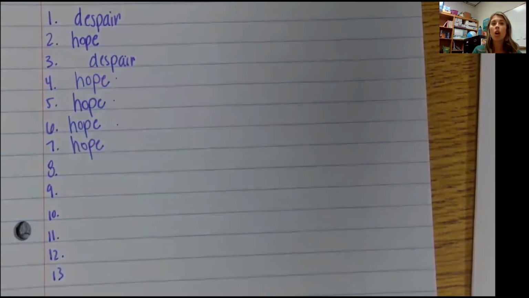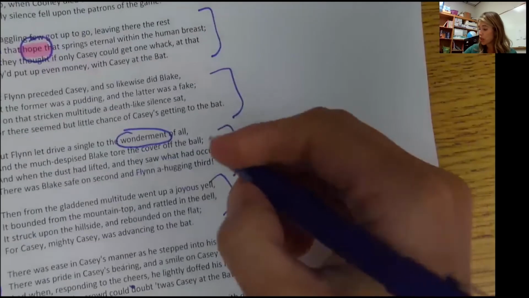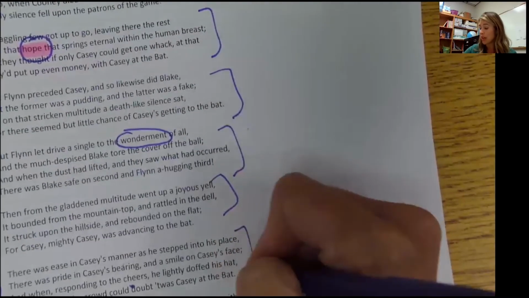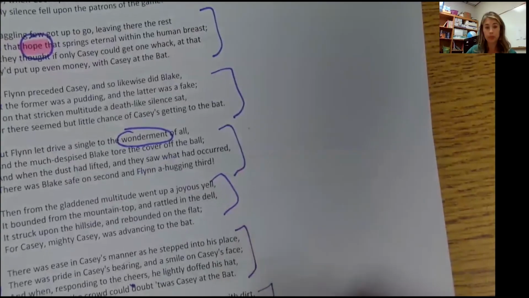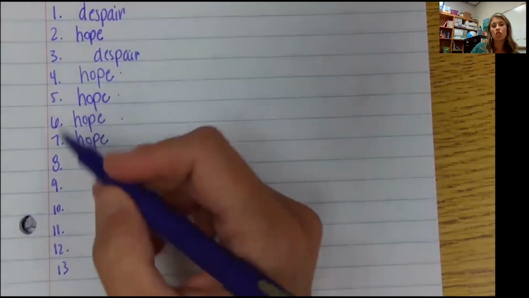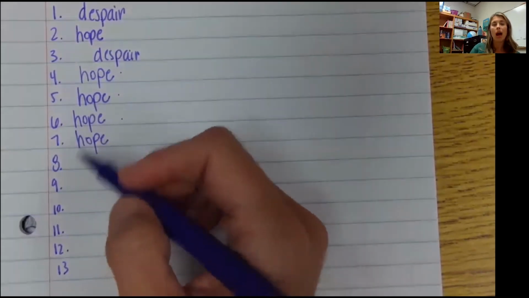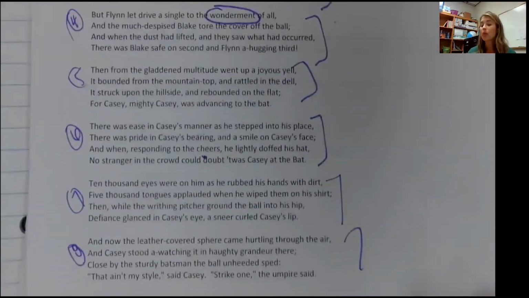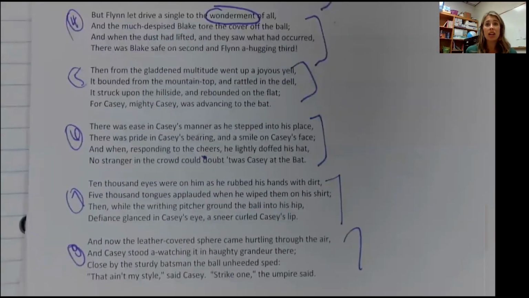Okay, now we know this is the place in our story where Casey makes a decision that changes everything. He lets the first pitch go without even trying to hit it. So, if I'm a fan, let's think about it. My hope may have just dwindled a little bit. I thought Casey for sure was going to win this game. And look what he's done.